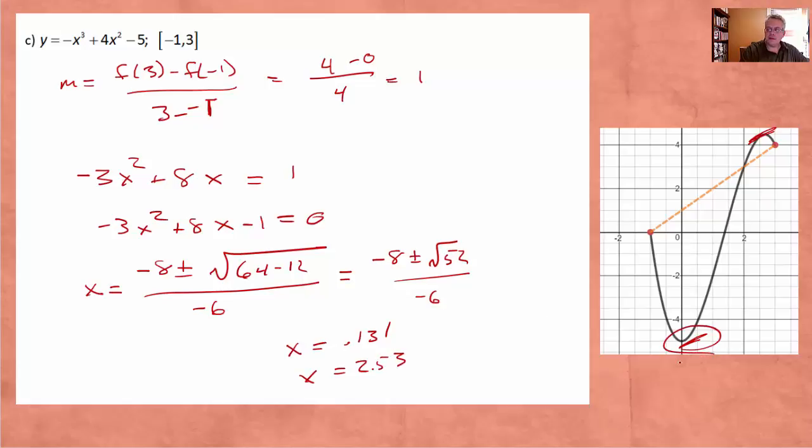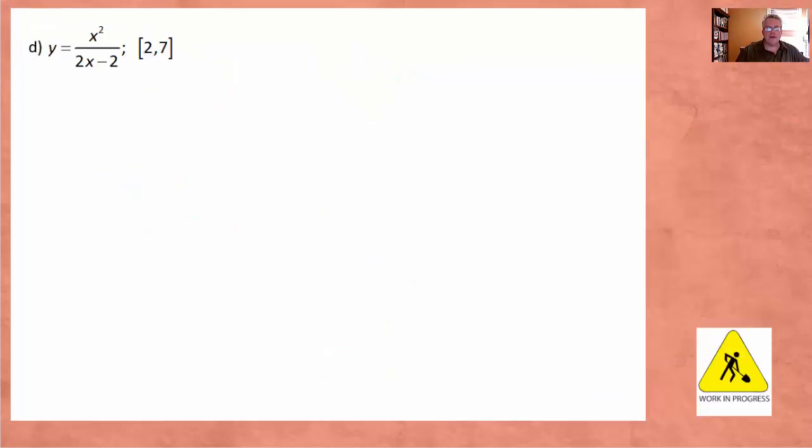0.131 corresponds to that point right there, and 2.53 corresponds to that point. Okay, so it was kind of where we expected. Sometimes we don't have a graph, so having the graph is kind of nice. All right, let's try this example.